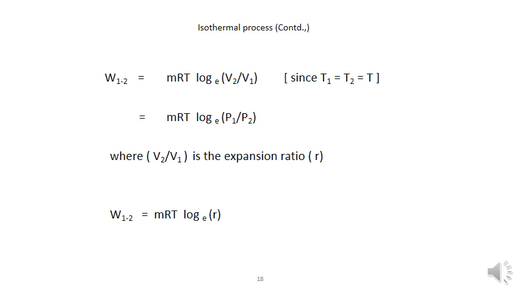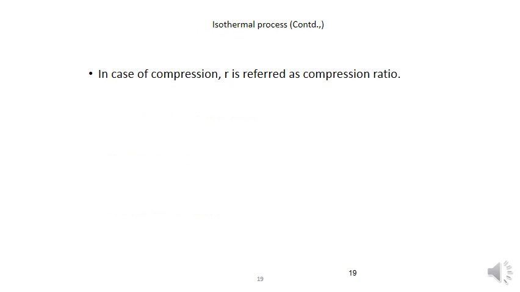So the compression ratio is also there. In the compression ratio, the volume is decreasing, which means the compression ratio is V1 by V2. R is referred to as the compression ratio. R is equal to V1 by V2. In the expansion ratio, it is V2 by V1. In compression, the volume is compressing, so it is V1 by V2.